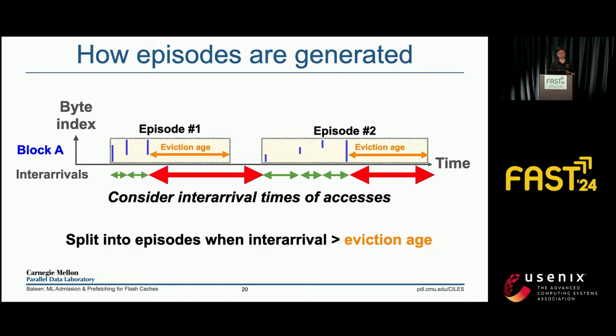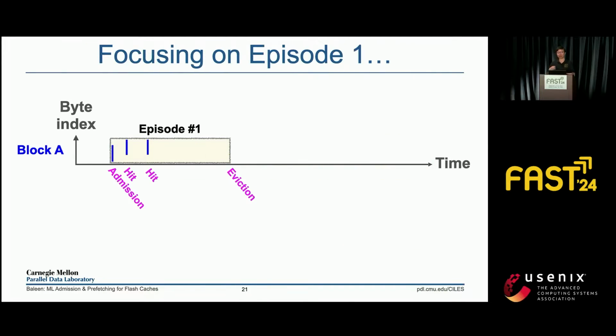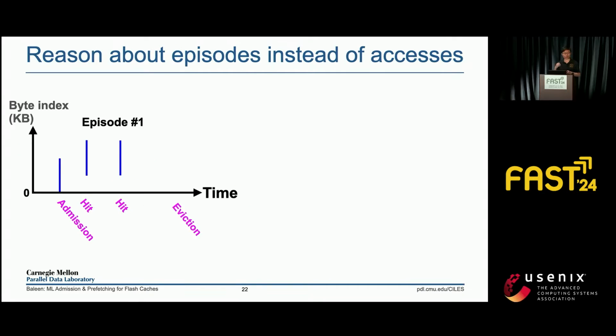Say, if you have a bunch of accesses today and a bunch of accesses tomorrow for the same block, and the assumed eviction age of the cache is, say, 2 hours, then those accesses today will be treated as one episode, and those accesses tomorrow will be treated as another episode. Now I'm going to focus on just episode 1 and reason about it.